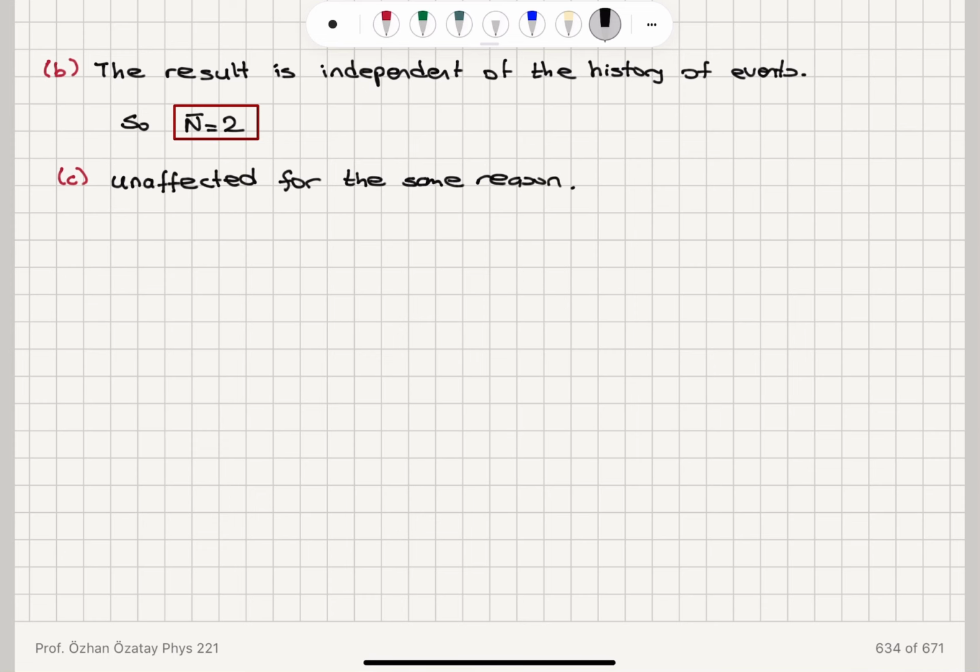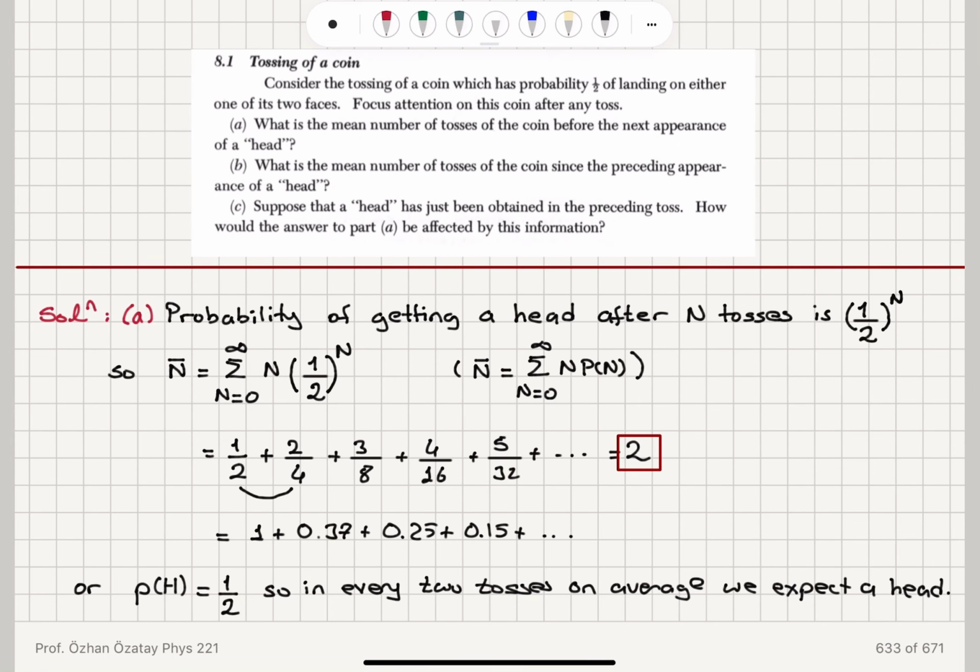All right. So we're doing an experiment, tossing of a coin. When you toss a coin, there's a probability of 1/2 of landing on either one of its two faces. We're neglecting the probability of getting a side landing. So we focus attention on this coin after any toss. We want to know the mean number of tosses of the coin before the next appearance of a head. The probability of getting a head after capital N tosses is, because for each toss the probability is 1/2, 1/2 to the power capital N.